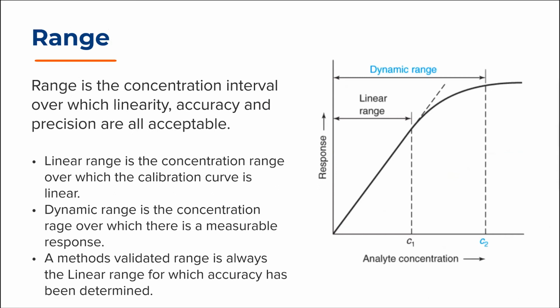In the last slide, I made reference to the method's linear range. At this point, it's important to define what the method range is. There are a couple of different ranges that we define during method validation. The linear range is the concentration range over which the calibration curve is linear. As can be seen in the figure in this slide, beyond the linear range, the response becomes curved and no longer conforms to the linear regression line established in the previous slide.